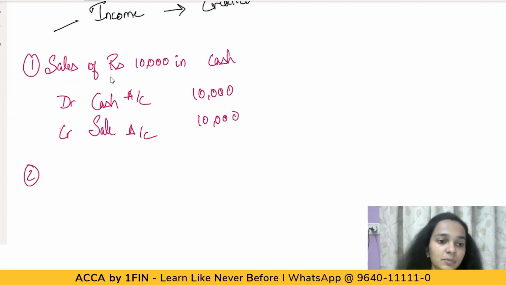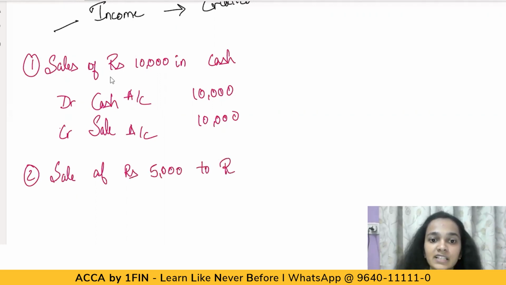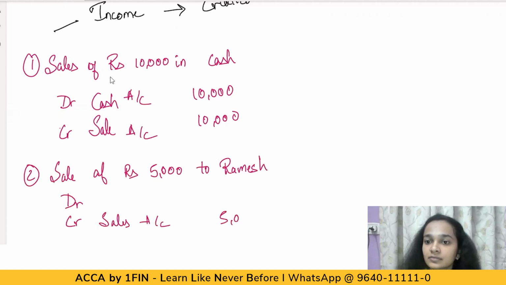Let's take another example. Sale of rupees 5,000 to Ramesh. What will be the journal entry here? What will be debit here and what will be credit? So credit will again be sales account and debit will be Mr. Ramesh.